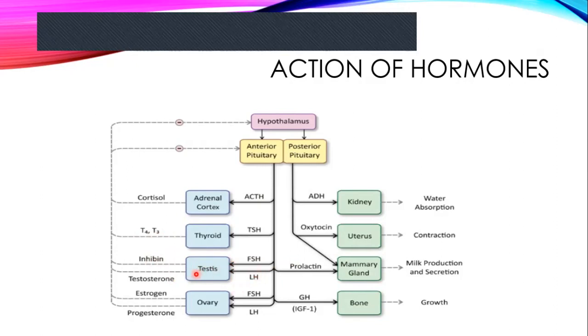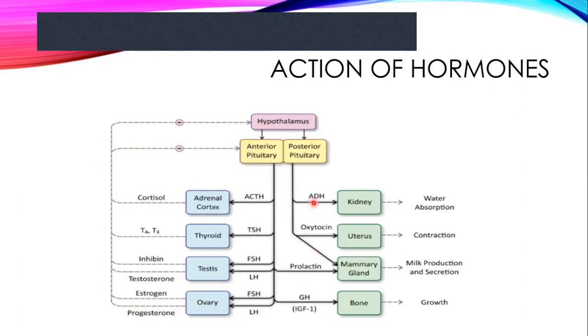Then LH stimulates those cells, the interstitial cells of Leydig, to produce testosterone. Then FSH in females stimulates the ovary to produce estrogen, and LH influences the corpus luteum to produce progesterone. Okay, these hormones have a negative feedback mechanism. They inhibit both the anterior pituitary and the hypothalamus once produced.